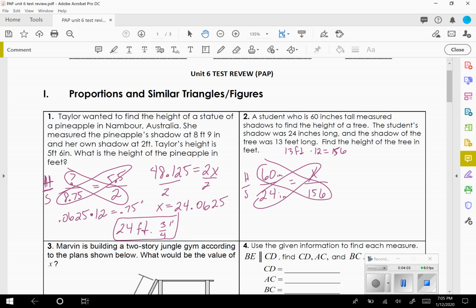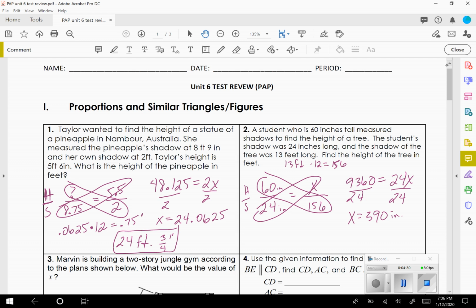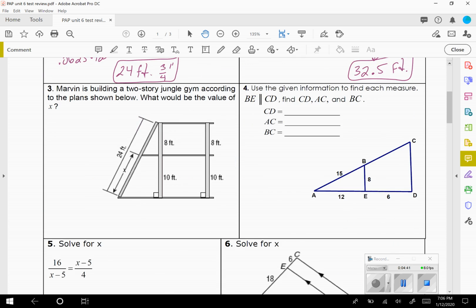So 60 times 156, ooh, that's a fun number. It's 9,360, and then that's equal to 24x. Okay, so divide by 24. So x is 390. Now this is 390 inches. So to get it in feet, just take this and divide it by 12. So it's 32.5 feet. There we go.